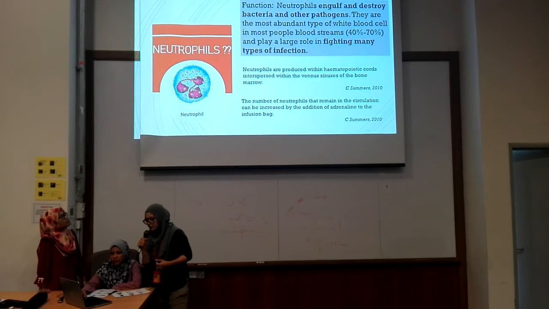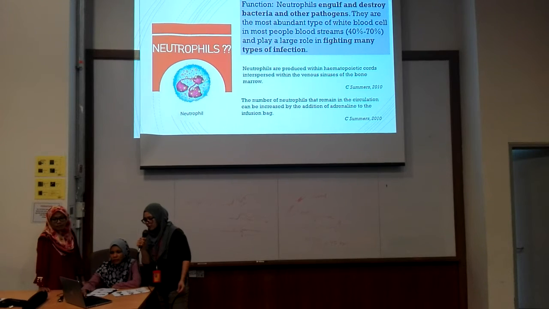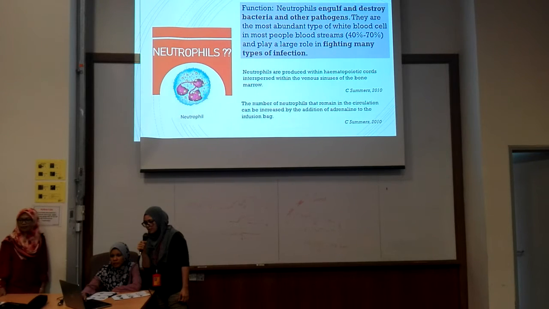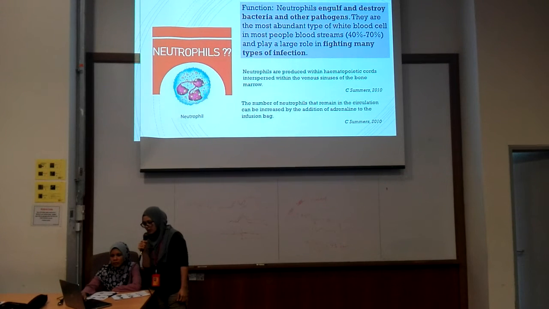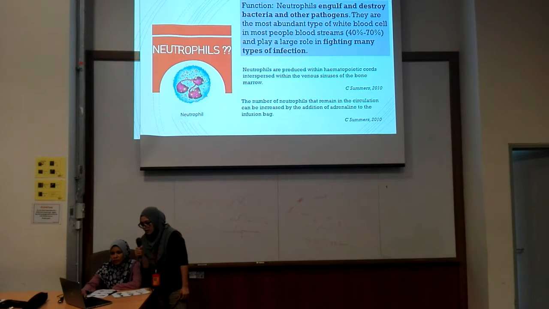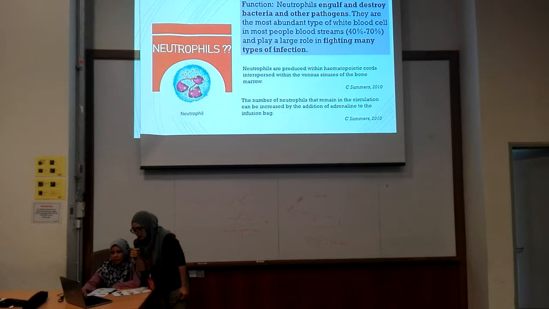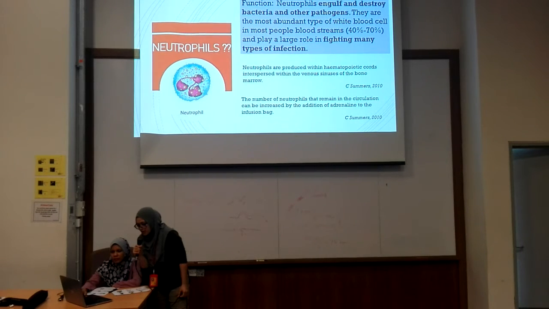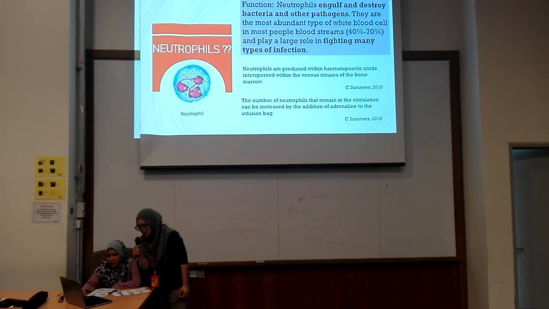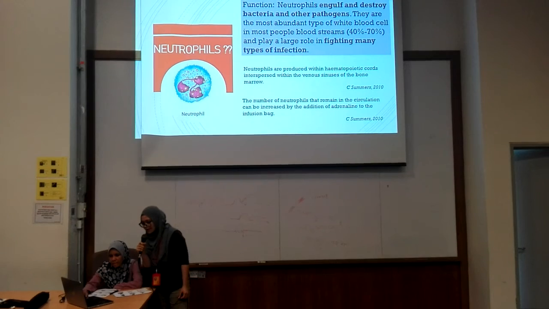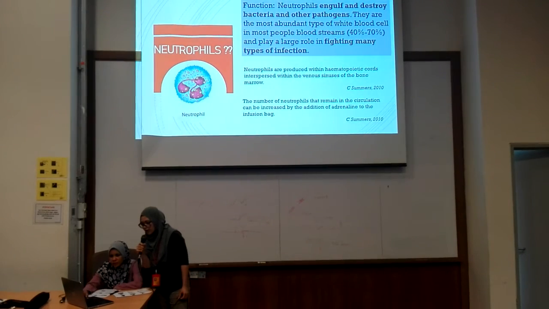Function of neutrophil is to engulf and destroy bacteria and other pathogen. They are the most abundant type of white blood cell in most people's bloodstream, which is 40 to 70%, and play a large role in fighting many types of infection. According to C. Summer 2010, neutrophils are produced within hematopoietic cords within the venous sinus of the bone marrow, and the number of neutrophils that remain in the circulation can be increased by the addition of adrenaline to the infusion bag.